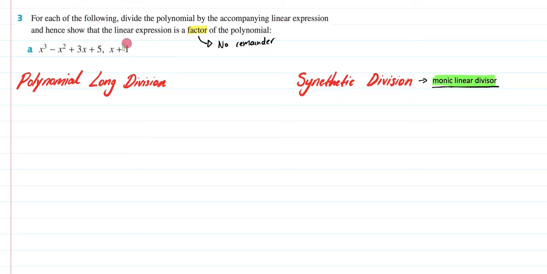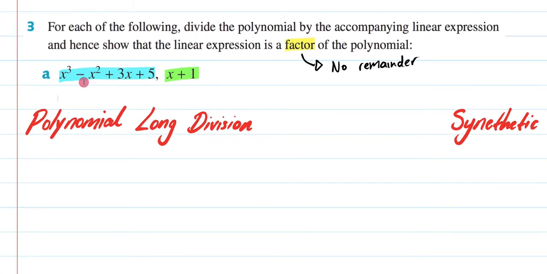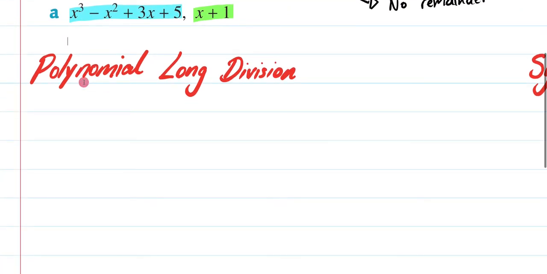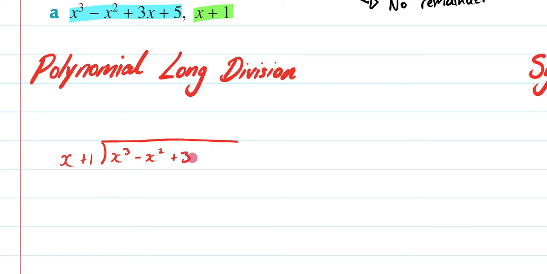So let's begin by first identifying this one to be my divisor, and this bigger polynomial is going to be my dividend, and that's because the question specifically tells us that. So let's begin by doing our traditional polynomial long division. So let's zoom in and let's give this a go. So I'm going to have x plus 1 divided by x cubed minus x squared plus 3x plus 5.